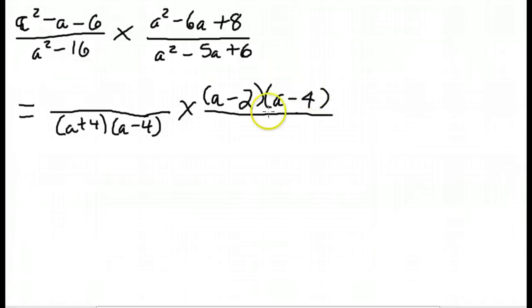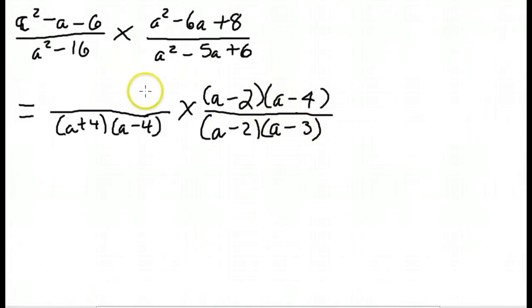Now, what else? Well, we've taken care of the a minus 4. How about this a minus 2? Maybe it cancels. If it does, again, we have a plus down here and a minus. This will be a minus 3. A squared minus 3a minus 2a is minus 5a plus 6. Okay, the a minus 2's are going to cancel.